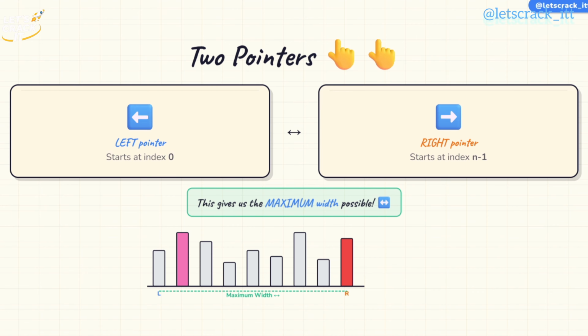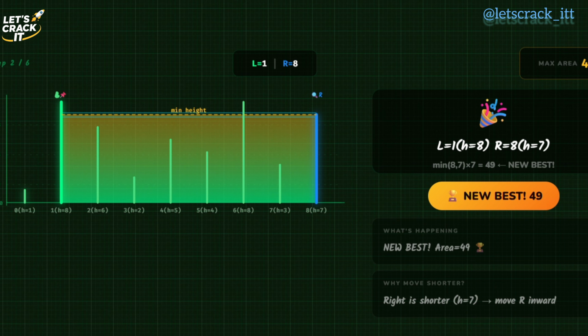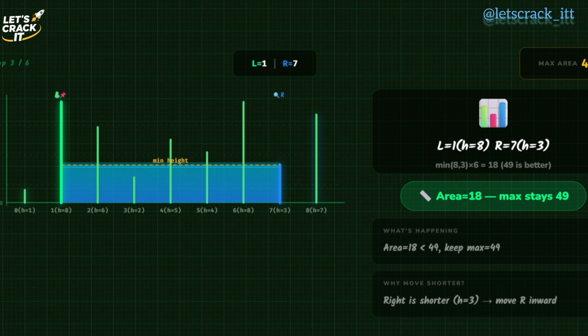Now this is the most important part, focus. We place one pointer at the start, one pointer at the end. This gives us the maximum width possible. Now here is the key idea. Width is going to decrease anyway because both pointers are moving towards each other. We cannot control the width.